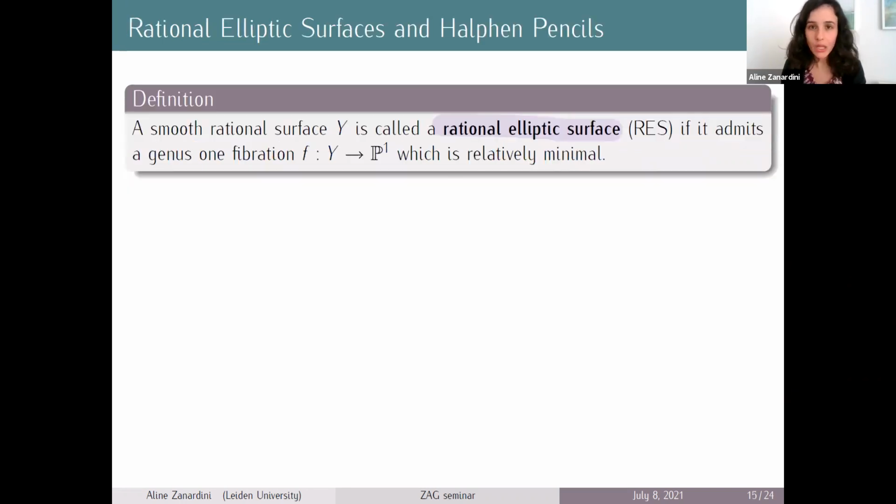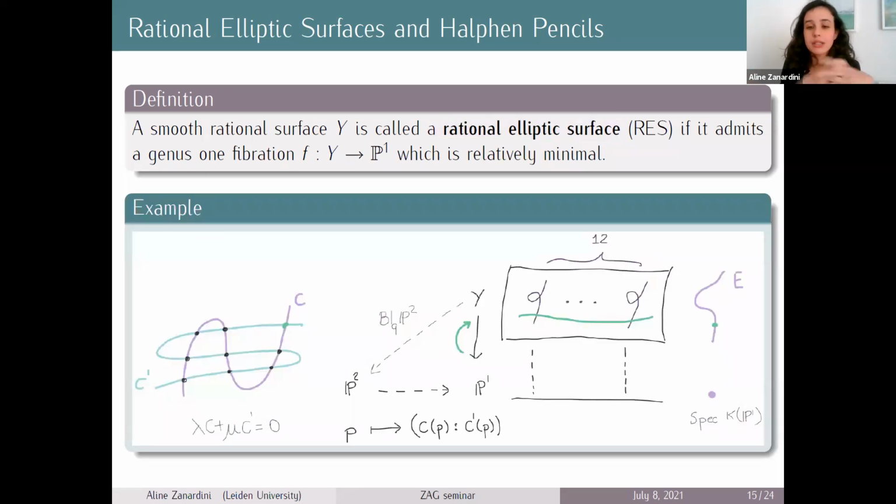Okay. So the first definition that I want to introduce is that of a rational elliptic surface. I am going to say a smooth rational surface Y is a rational elliptic surface if it comes with a genus 1 fibration, which is relatively minimal. So there are no -1 curves in a fiber. Okay, so here's an example, which in some sense consists of any example.